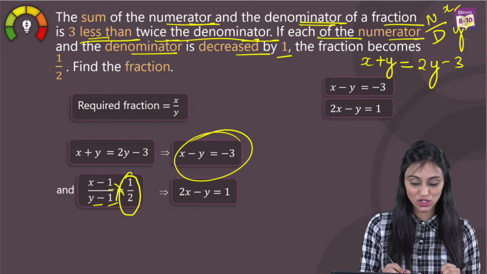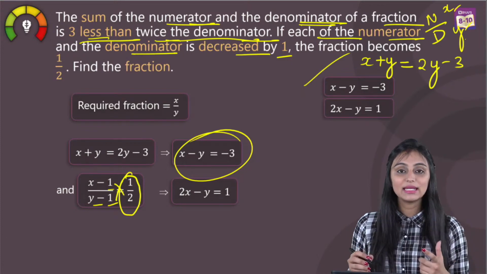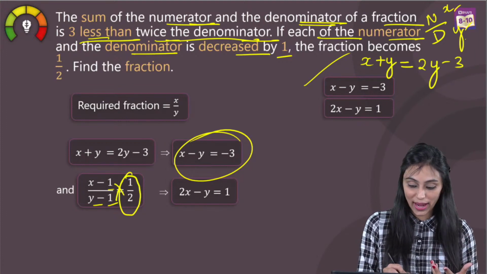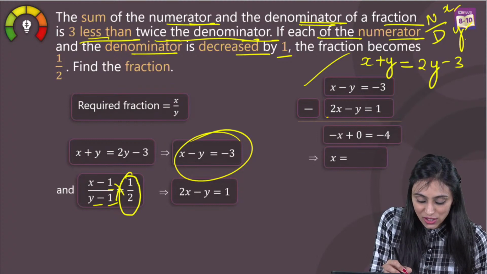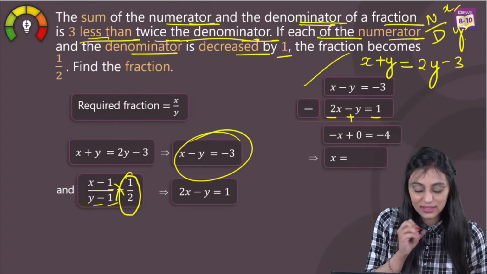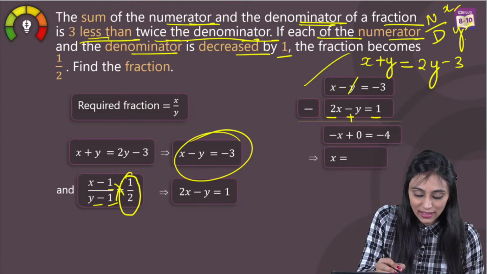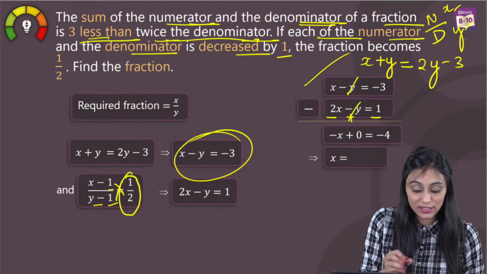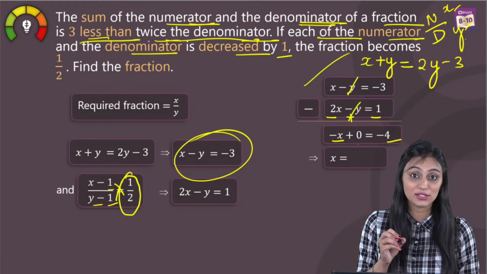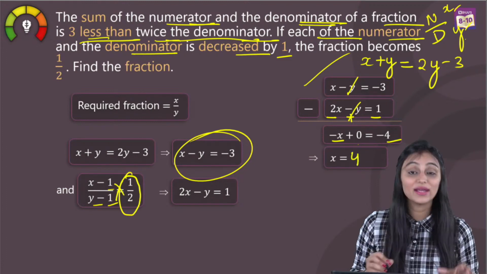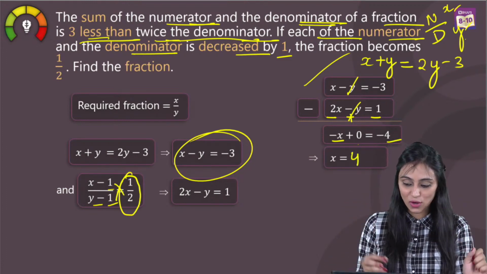Now we have both the equations with us, right? All we need is the value of x and y. So what I'll do here is I'll subtract them. Once you subtract them, signs will change. This will be negative, this will be positive, this will be negative. So here minus y plus y will get changed and we get 0. x minus 2x is minus x, minus 3 minus 1 is minus 4. So that means the value of x is going to be 4. So we have got the value of x.